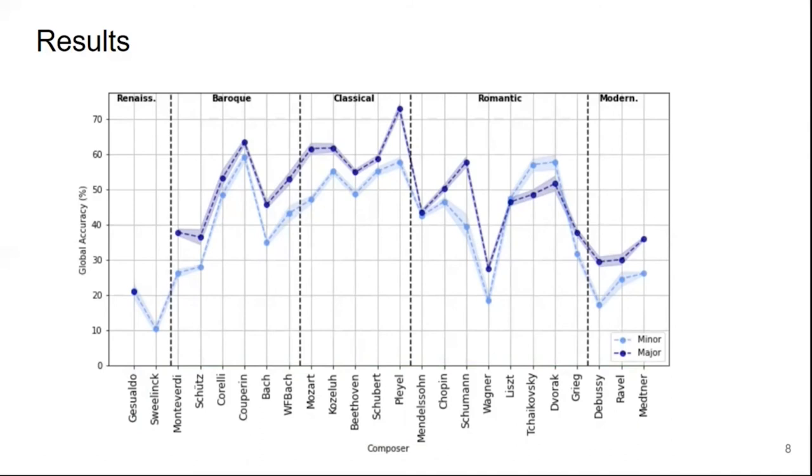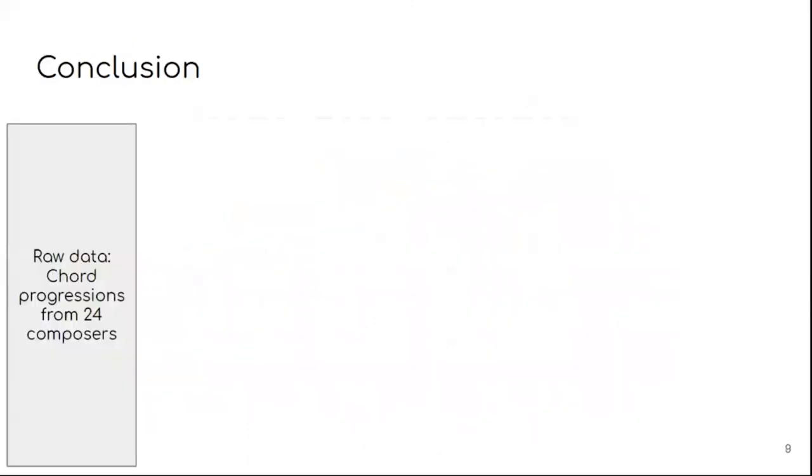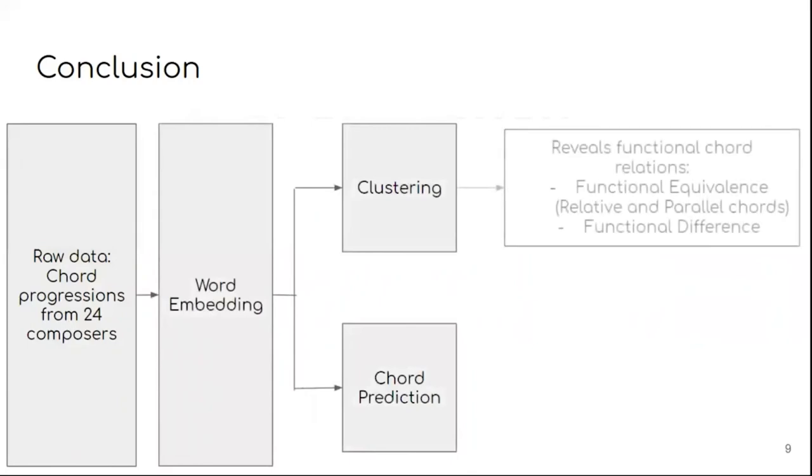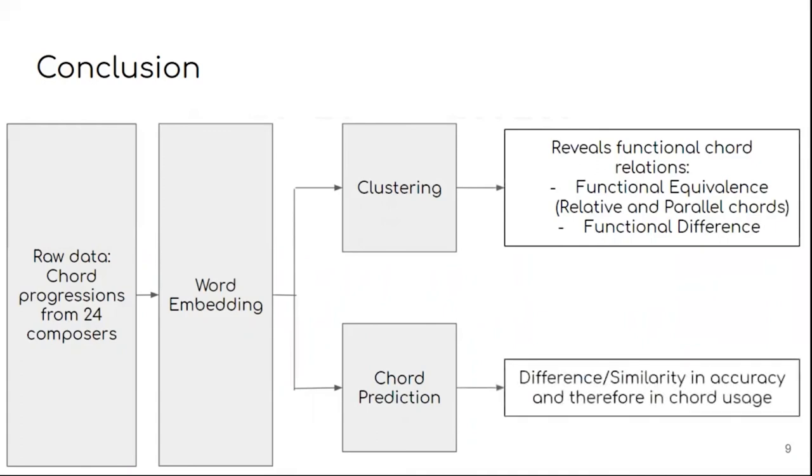We also studied the per-chord accuracy. For example, we studied differences or similarities in how composers use the five major chords, revealing how different their usage of this chord is. You can read about these results in the paper. To conclude, we took data from 24 composers, we applied word embedding techniques, and used the embeddings to apply clustering and chord prediction. Clustering revealed functional chord relations, especially functional equivalence and functional difference. Chord prediction revealed similarity and differences in chord usage.